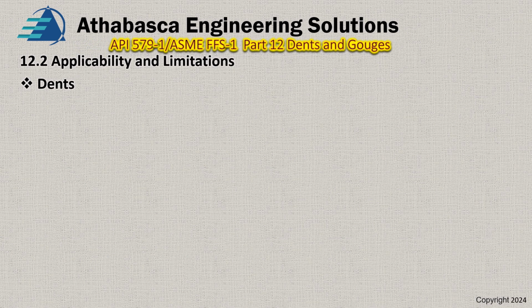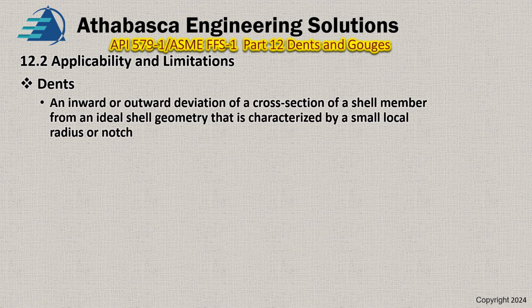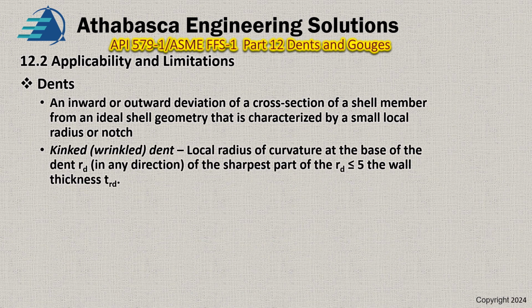Dents have a very specific definition in API, and I'm going to go through it. We touched on it earlier with regard to referencing the pipeline specifications on integrity for dents. A dent is considered an inward or outward deviation of a cross section of a shell member from an ideal geometry that is characterized by a small local radius or notch. I'll continue here, and you can see a diagram down below.